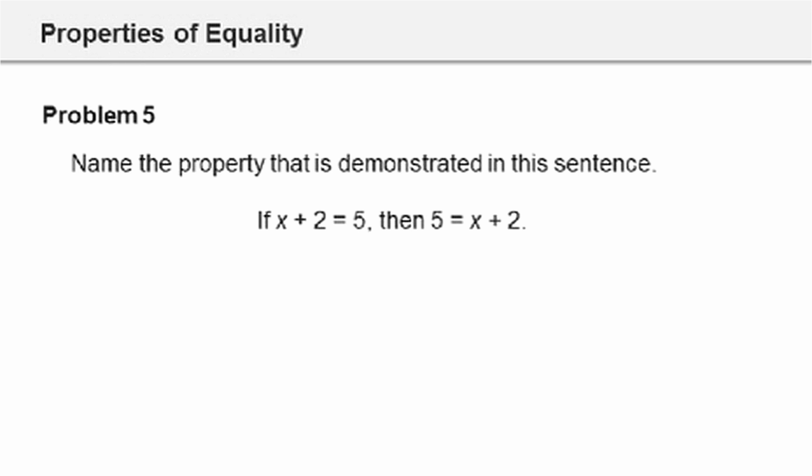Let's try this next problem. Let's name the property that is demonstrated in this sentence. If x plus 2 equals 5, then 5 equals x plus 2. In these two equations, the left and right sides trade places. Therefore, this demonstrates the symmetric property.